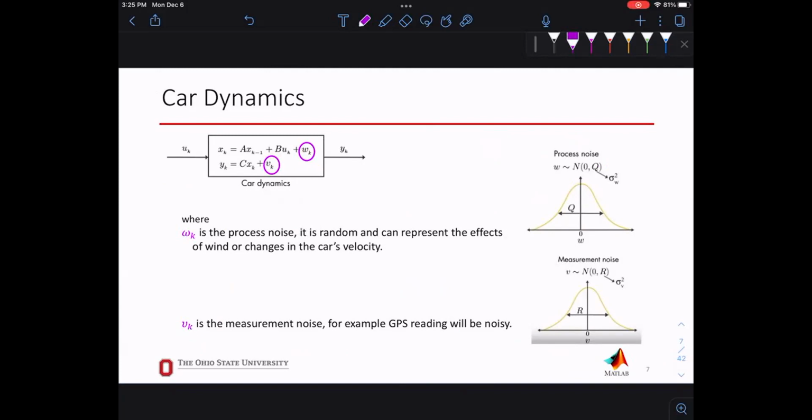Now, here is where things get interesting. Our process noise is random, so we can assume it is random and use a Gaussian. You'll see that a Gaussian distribution looks like this. Here is your covariance. 68% of the time, you're going to be around the actual measurement, distributed equally. We are going to assume Gaussian for our measurement noise as well, also with a covariance.